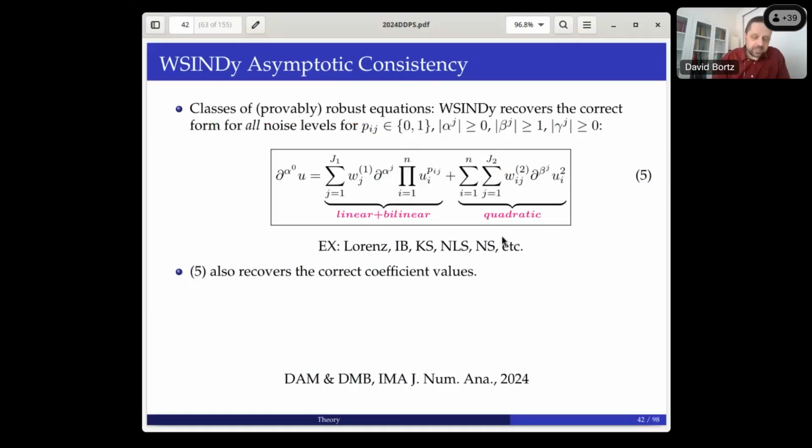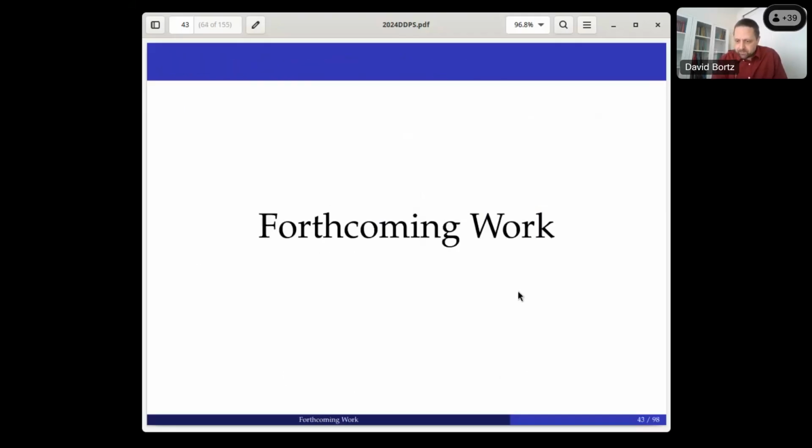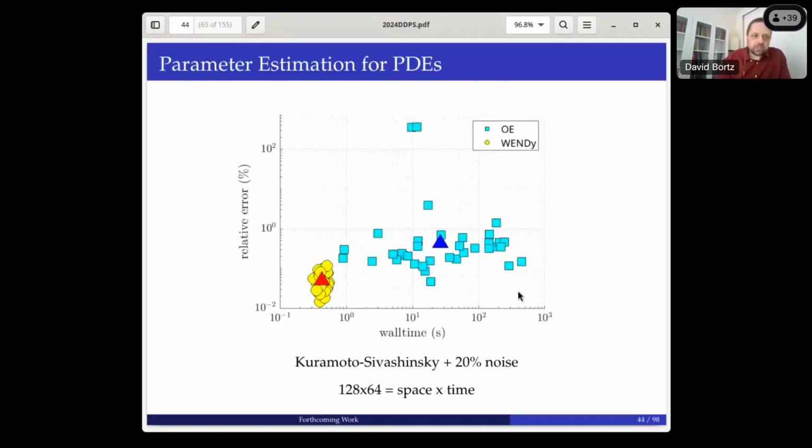We even have some corollaries to this, where if you add extra terms like trig functions, you'll still get the correct recovery. It's just going to be biased as the parameters, but you'll still have the correct terms. Okay, then in the last few minutes here, I want to talk about forthcoming work.